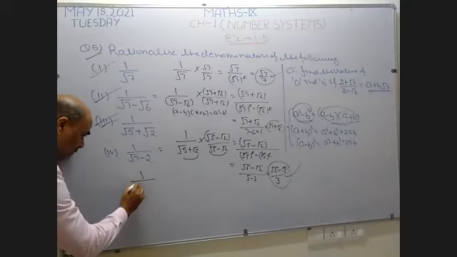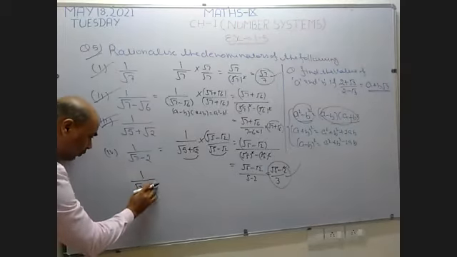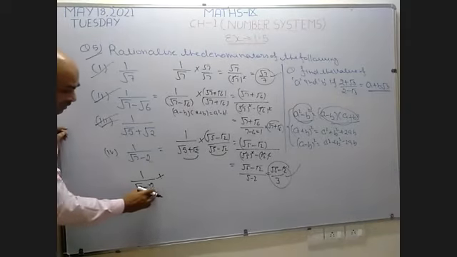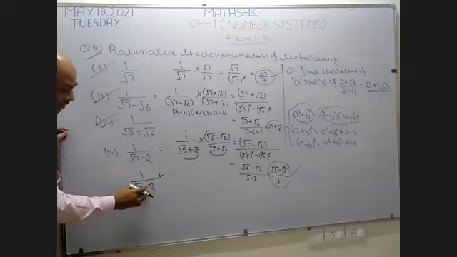Okay. I want to solve this part. This number 4 part I want to solve. What is written? 1 upon root 7 minus root 2. I want to rationalize the denominator. In the denominator, what is written? Root 7 minus root 2. Negative sign is there. It means I want to multiply and divide it by the positive sign.